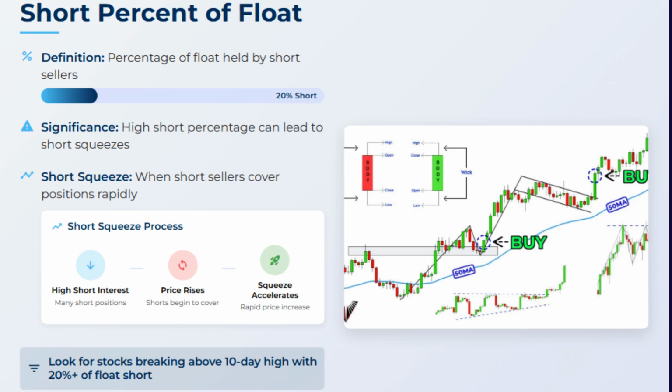When using this indicator, you want to find stocks that are prone to an upcoming short squeeze. You might do this by looking for stocks that are breaking above their 10-day high with 20% or more of the float short. This combination of technical breakout and high short interest can signal a potential short squeeze setup.